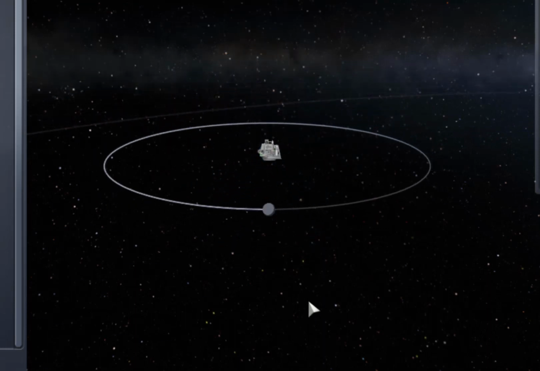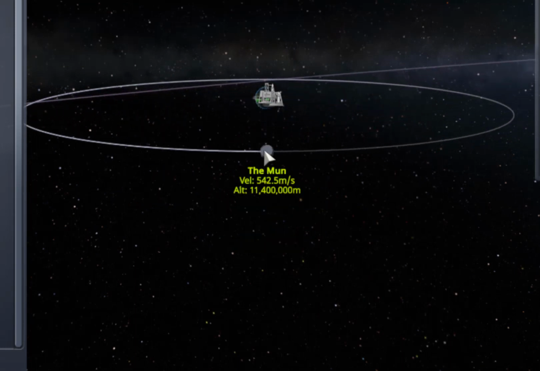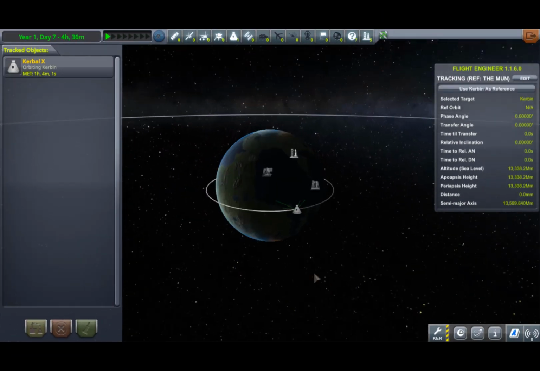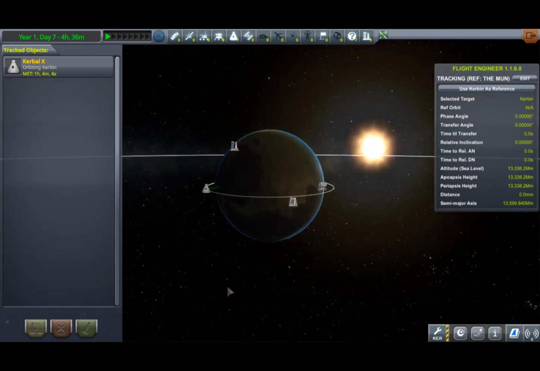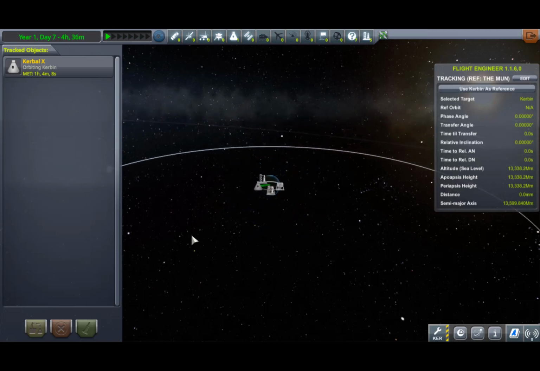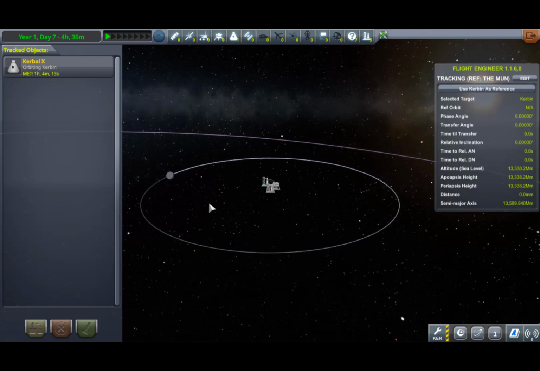And if we zoom out here to the Mun, we can also see that the Mun is orbiting at 542.5 meters per second at an altitude of 11,400,000 meters. So these will be relevant to us as we progress further along in this analysis. In fact, what we'll try to do is figure out how do we get from this circular orbit around Kerbin all the way out here to the Mun. That's the real objective of this video.